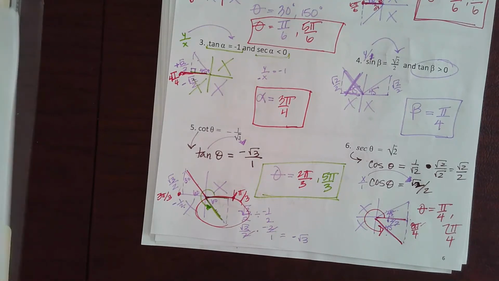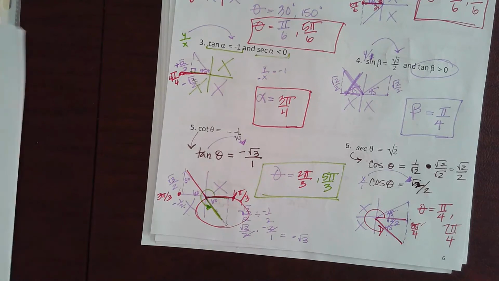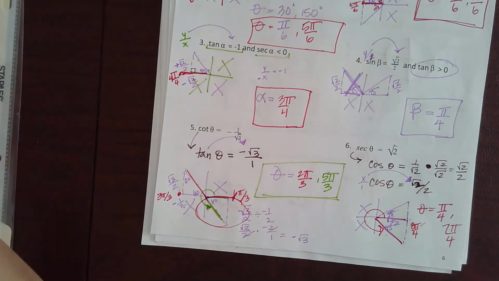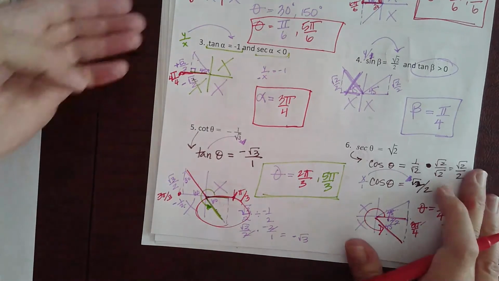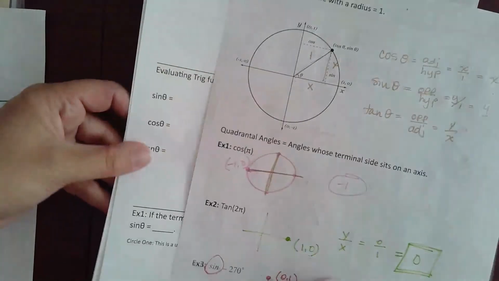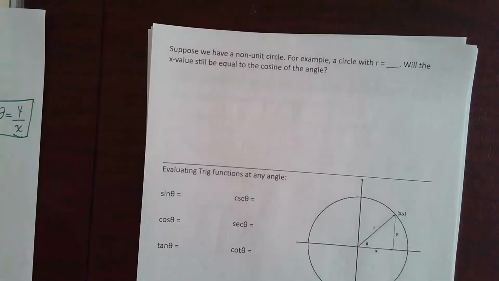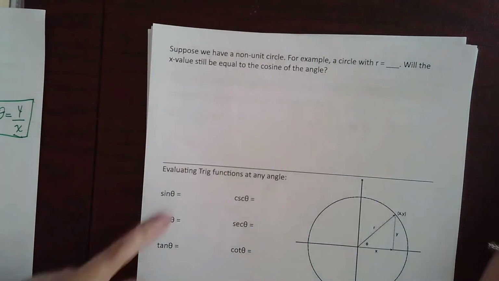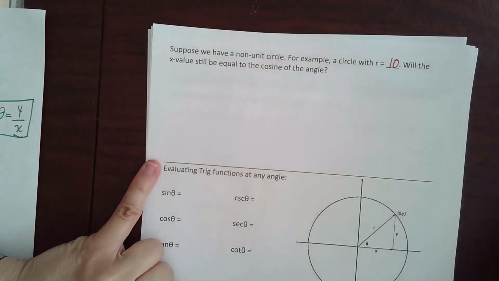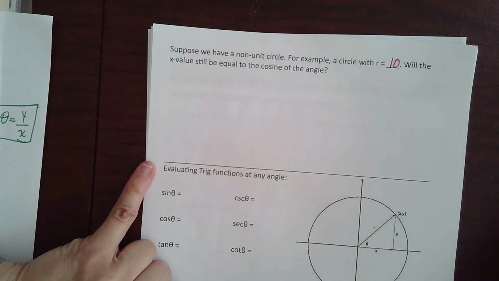All right, let's look at some that are not on the unit circle. So this is a little bit longer video, I apologize, but just lots of fun things to look at. Okay, so now we're gonna look at not on the unit circle. So pick a radius, it doesn't really matter what it is. So I'm just gonna pick 10, just for fun. Will the x value still be equal to the cosine of that angle?